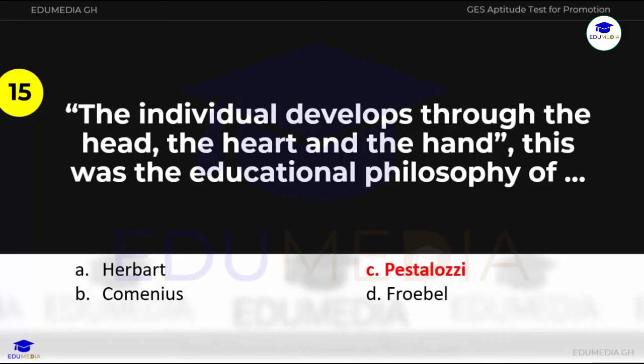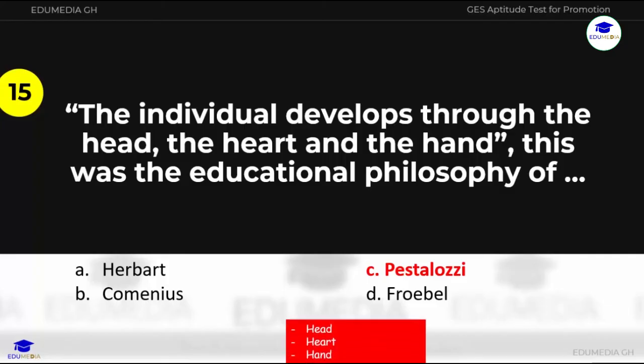Pestalozzi. Pestalozzi believed that education should develop the powers of head, heart, and hands. He believed that this would help create individuals who are capable of knowing what is right and what is wrong, and of acting according to this knowledge.